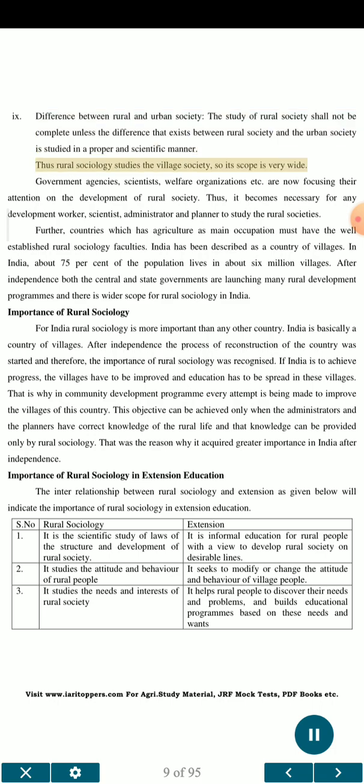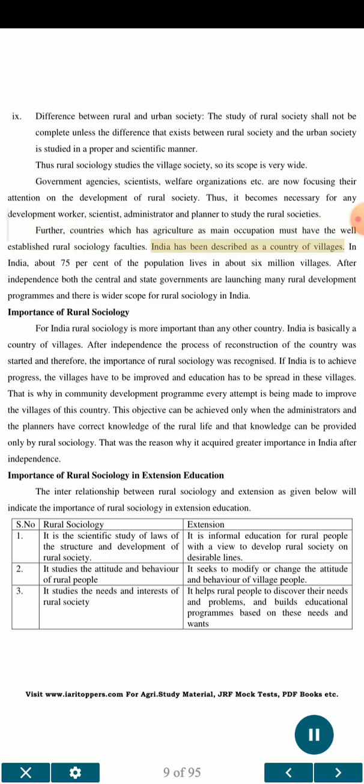Thus, rural sociology studies the village society, so its scope is very wide. Government agencies, scientists, welfare organizations, etc. are now focusing their attention on the development of rural society. Thus, it becomes necessary for any development worker, scientist, administrator and planner to study the rural societies. Further, countries which have agriculture as the main occupation must have well-established rural sociology faculties.